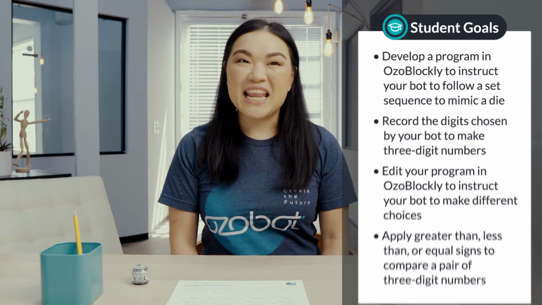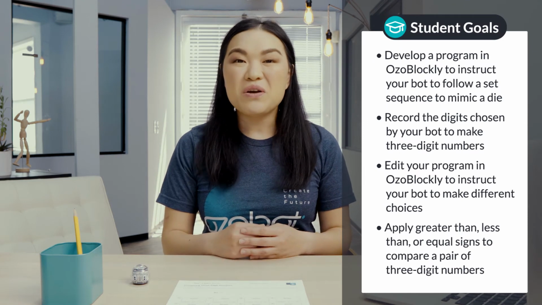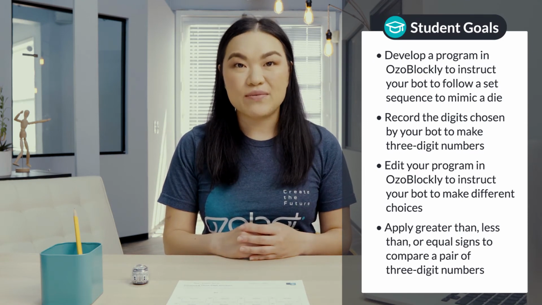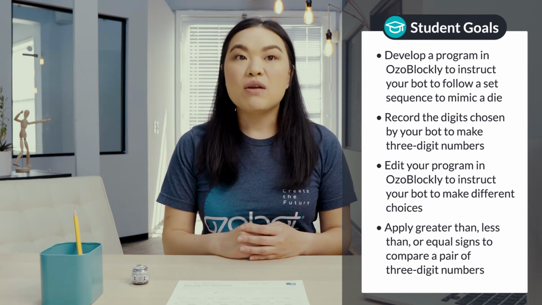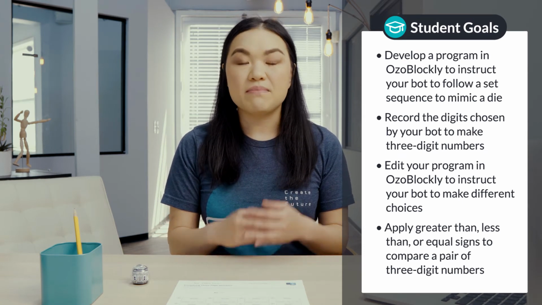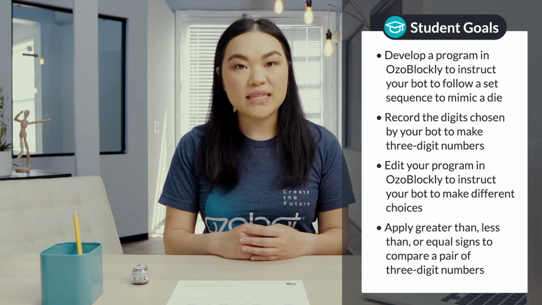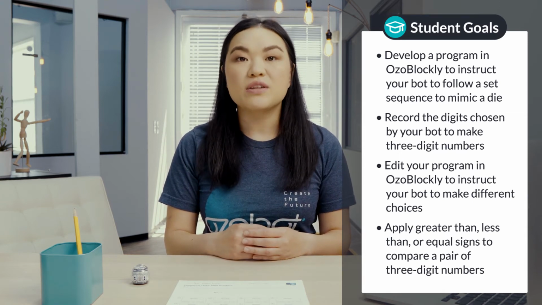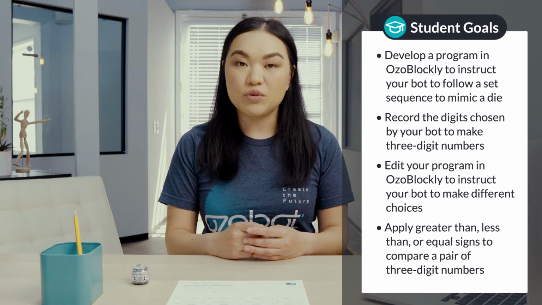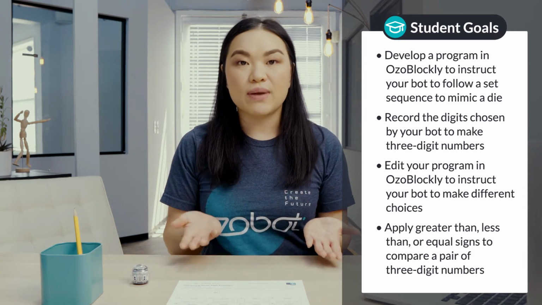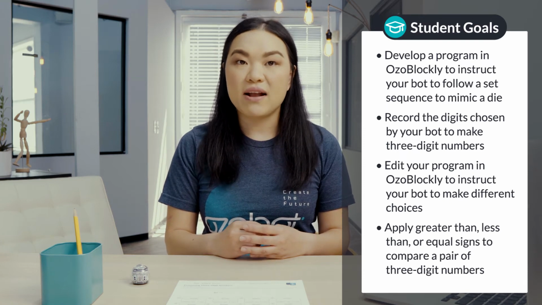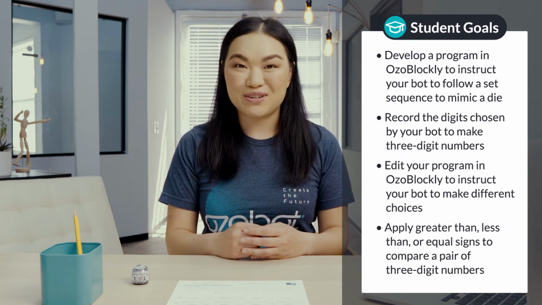In today's lesson, you will develop a program in OzoBlockly to instruct your bot to follow a set sequence to mimic a die. Record the digits chosen by your bot to make 3-digit numbers. Edit your program in OzoBlockly to instruct your bot to make different choices, and apply greater than, less than, or equal signs to compare a pair of 3-digit numbers.